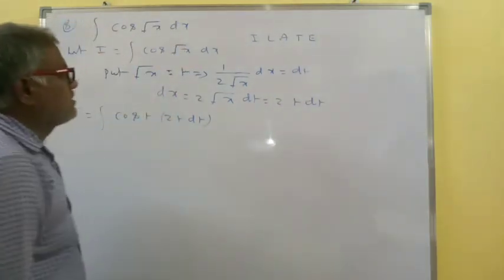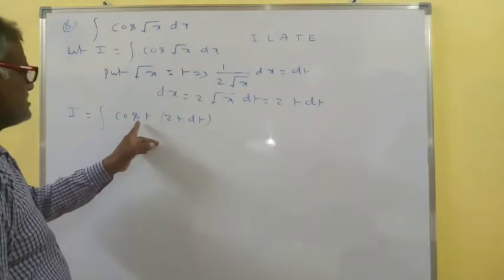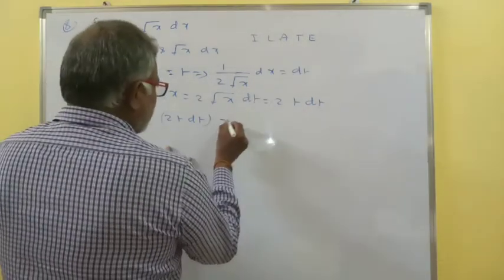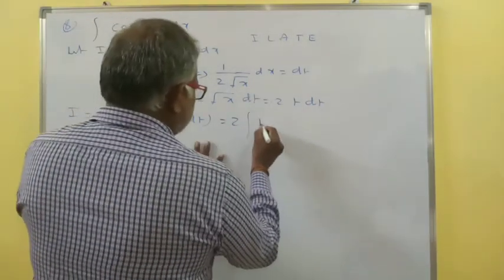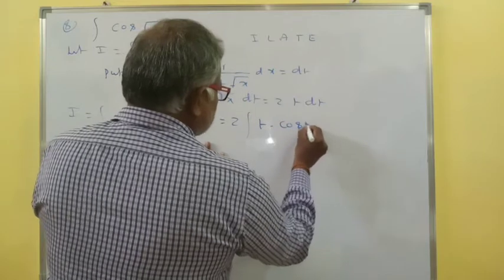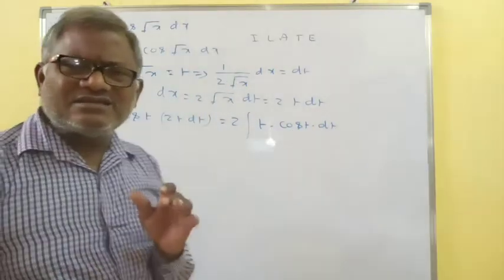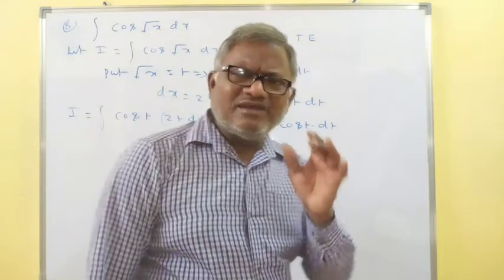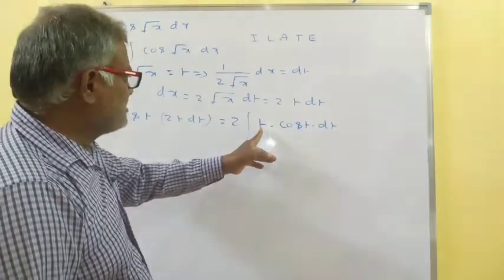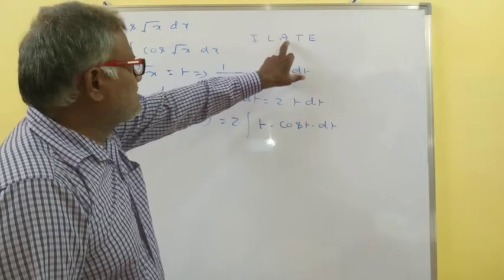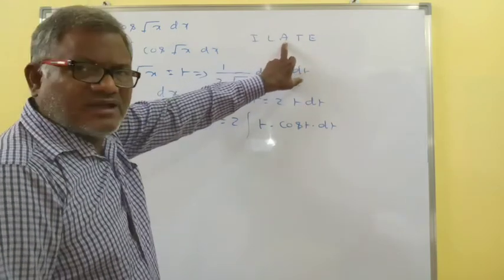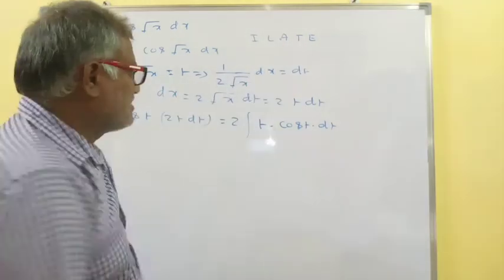Okay. In this one, this is algebra and this is trigonometry. So the algebra function is always considered the first function. Write it down like this: integral of t cos t dt. Always consider the first function to be algebra, because the letter A appears before t. This is the first function.